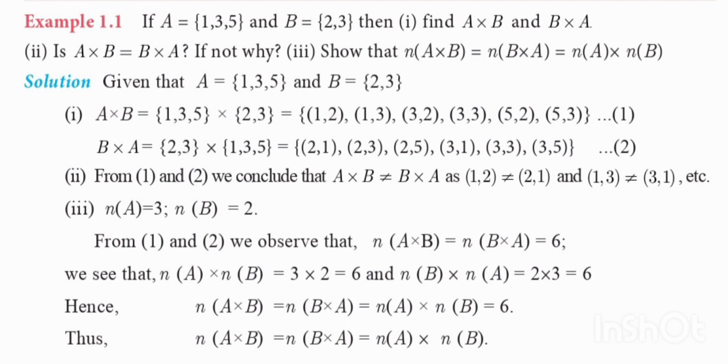Subdivision 2: is A cross B equal to B cross A? If not, why? Subdivision 3: show that n of A cross B equal to n of B cross A equal to n of A into n of B.